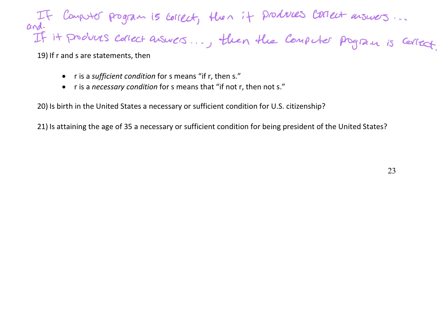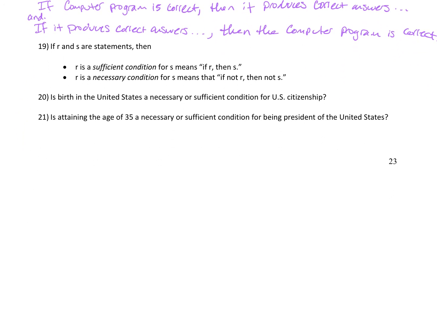Okay, so there's a little bit of vocabulary here. If R and S are statements, then we say R is a sufficient condition for S, means that if R, then S. So if R happens, then S happens. So R is a sufficient condition for S. If you know R, you know S happens, okay? And then we can also have a different kind of condition, which is a necessary condition, which says that if not R, then not S.